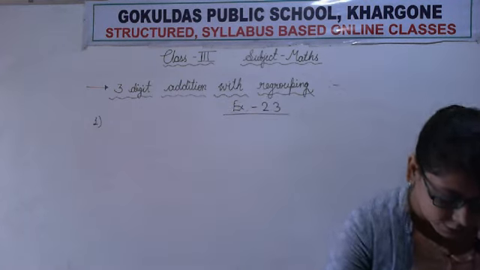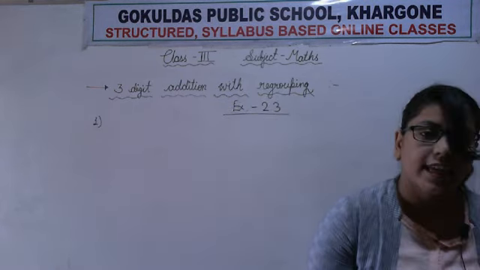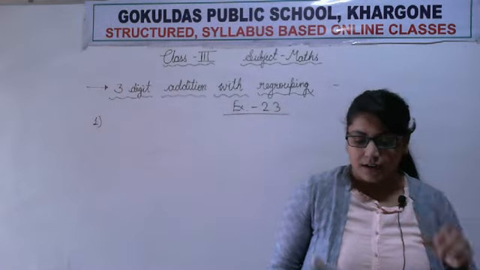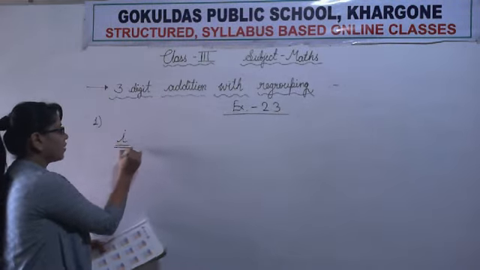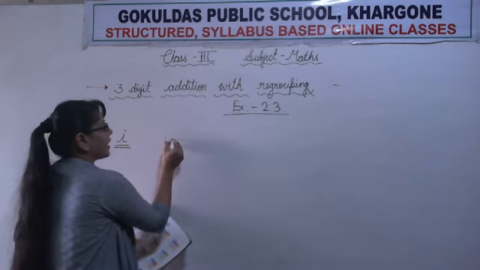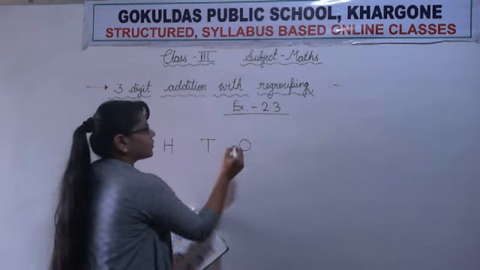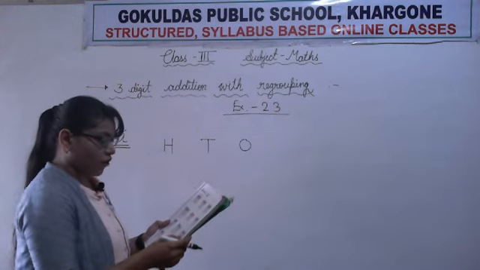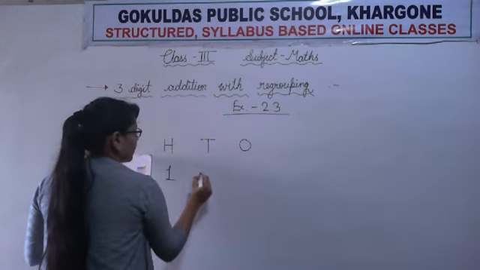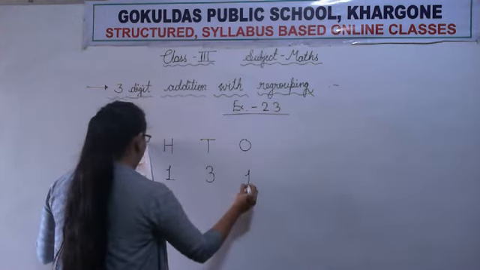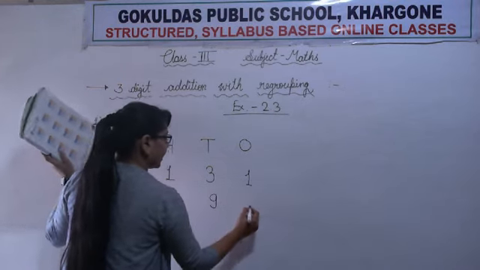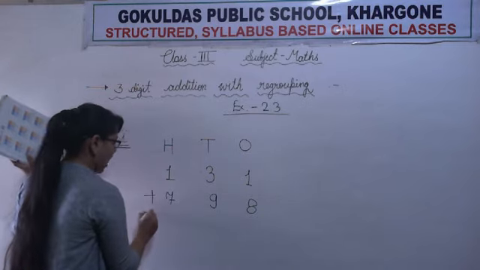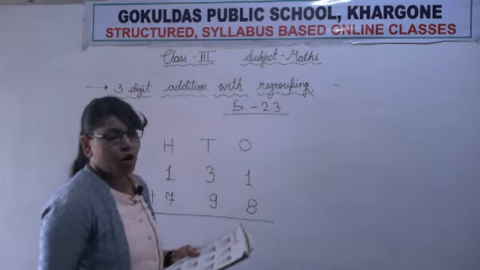Now, you can do G and H on your own. I am going to solve I for you. Again, we will write the places first: hundreds, tens and ones. First addend is 131 and the second addend is 798. Now, add them all.